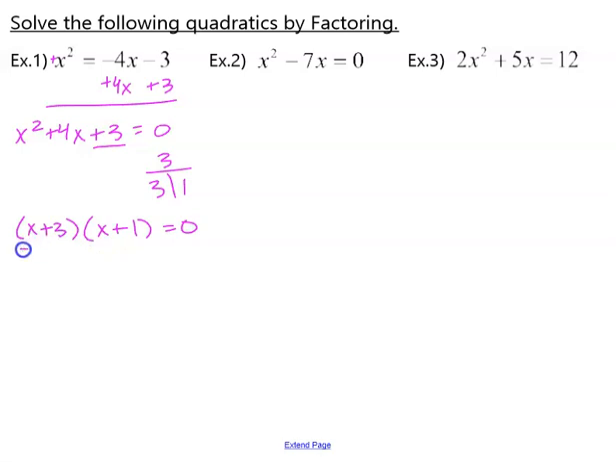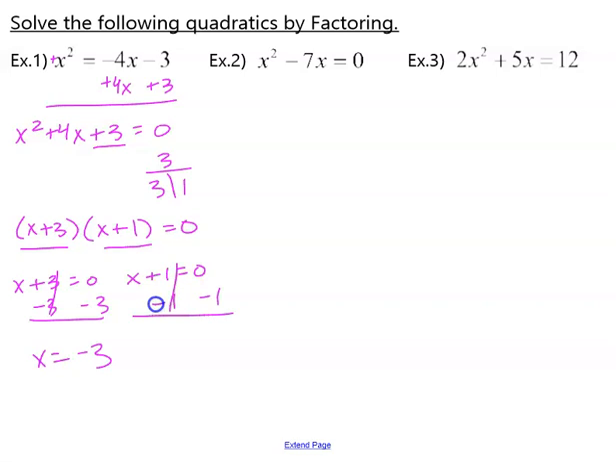So our next step, set each of these factors equal to 0, and then solve for x. Here we're going to subtract 3, so we'll get x equals negative 3. Here we'll subtract 1 from both sides. We'll get x equals negative 1. And those are our 2 answers, where x is equal to negative 3 and negative 1.